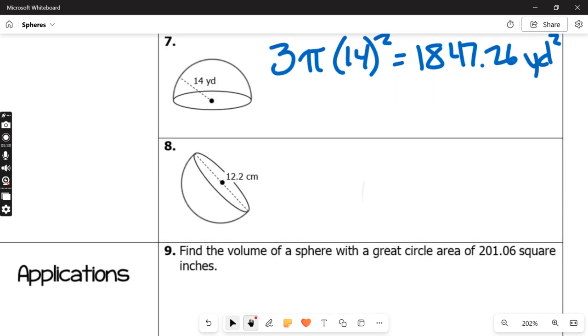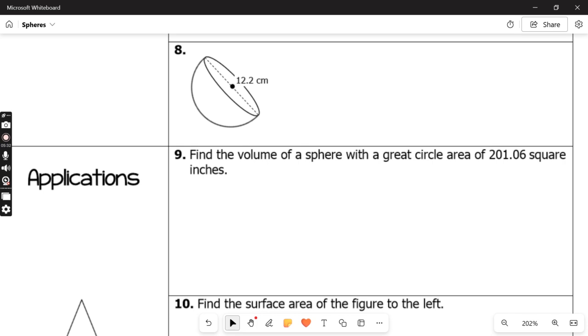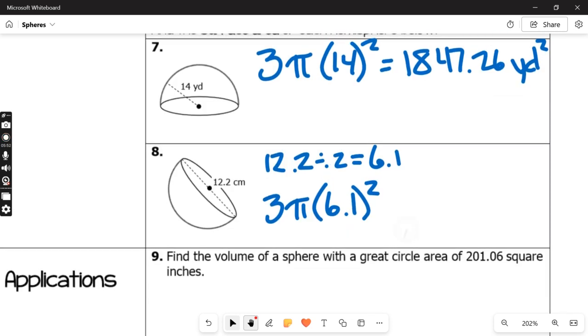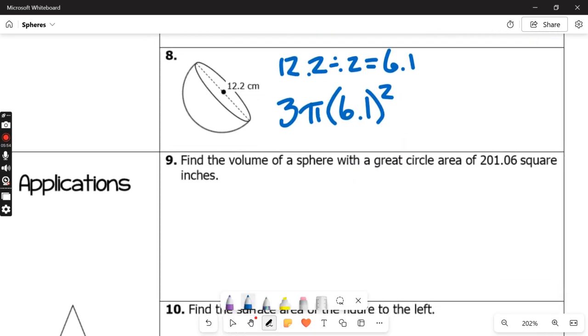All right, last one before applications. We are given the diameter, so we're going to cut that in half. 12.2 divided by 2 is 6.1. And my formula is going to be 3 pi times 6.1 squared. Okay, which will be 350.7 centimeters squared.